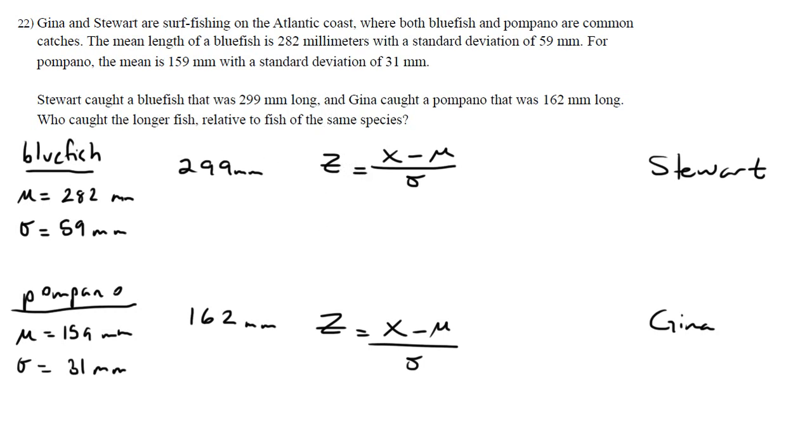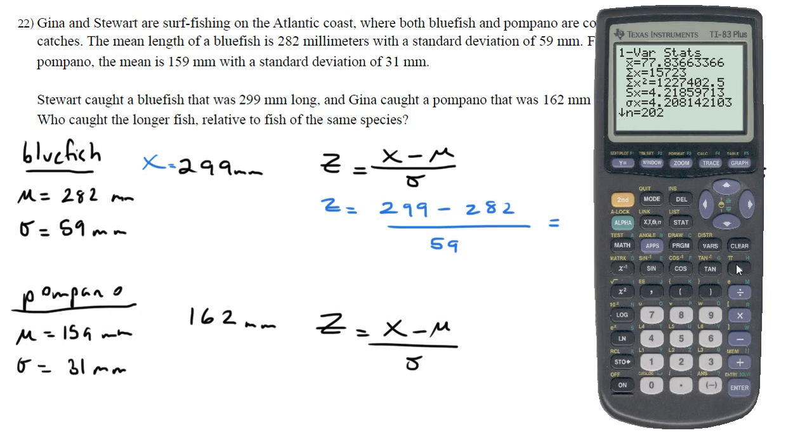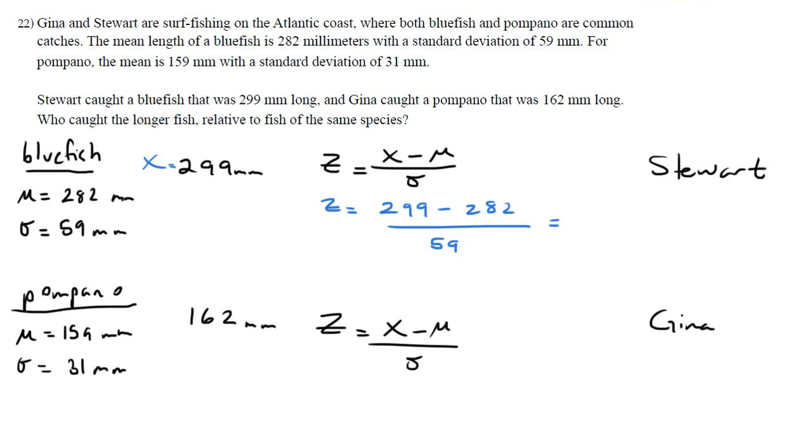So I'll use blue for Stuart. Z equals the x value, his value, so 299, that's the length of the fish he caught, minus the mean, divided by the standard deviation. I'll do that in the calculator. Numerator in parentheses, 299 minus 282, close it, divided by 59, 0.288. That's Stuart's z-score.